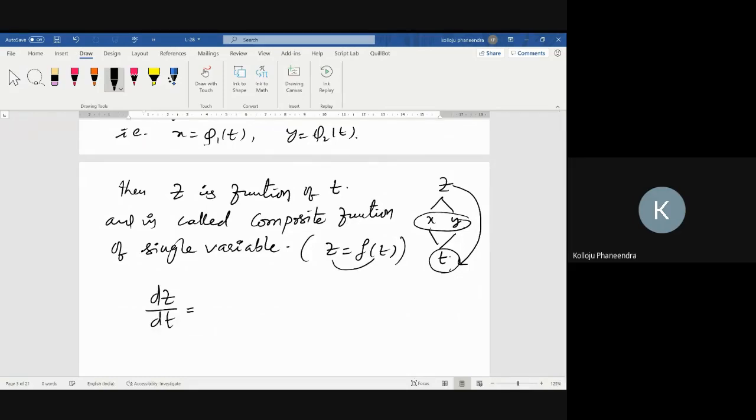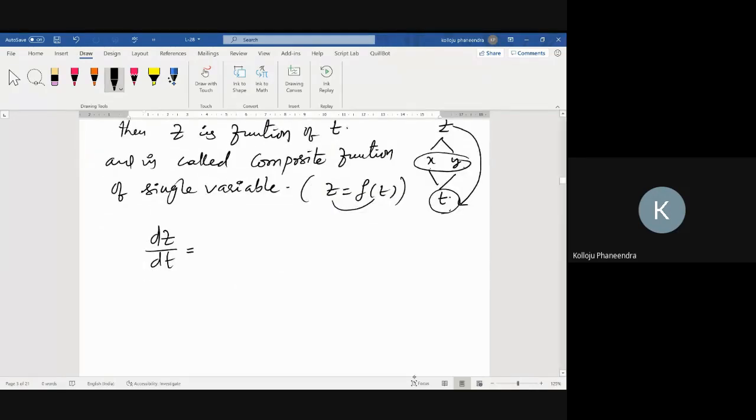Now, let me explain clearly here. For example, z equal to x square plus y square, and x equal to t, y equal to t square. Then z equal to how much? This is t square plus t power 4, that is a function of t. Then I can calculate dz by dt. What is this? 2t plus 4t cube. This is called the substitution method.